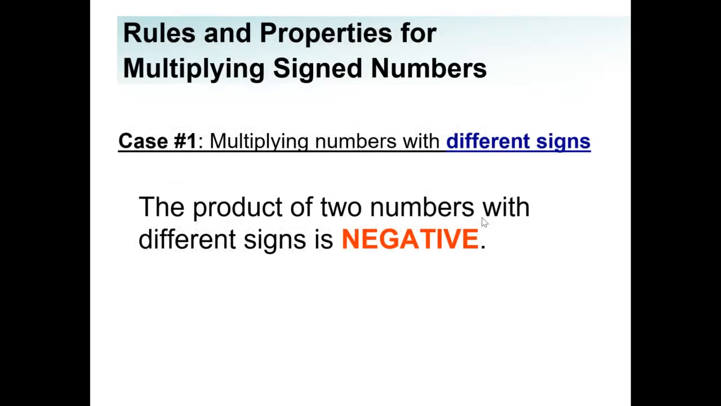Rules and properties for multiplying signed numbers. First rule, or case 1: multiplying numbers with different signs. The product of two numbers with different signs is negative, meaning a positive times a negative is a negative number, or a negative times a positive is also a negative number.